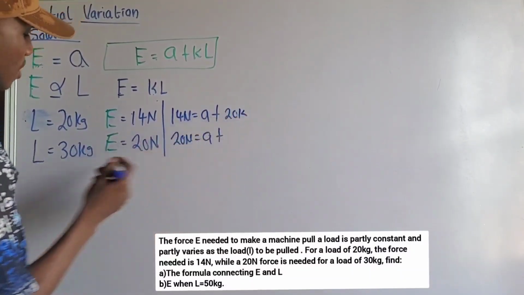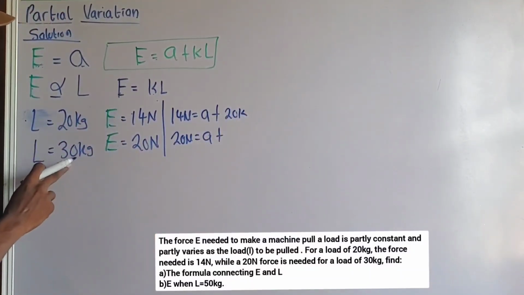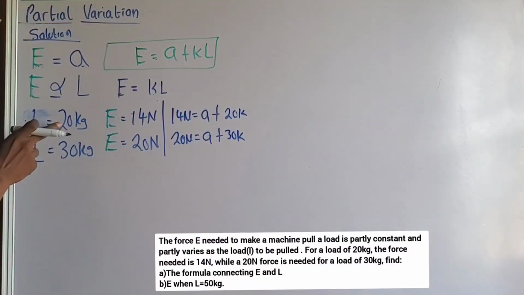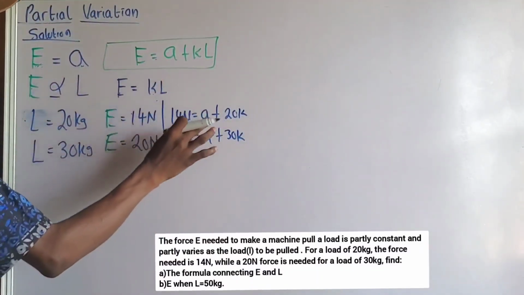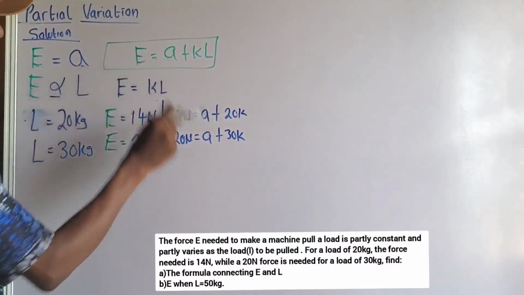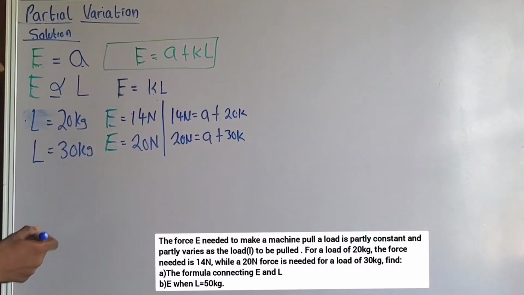Okay? Now, L is now 30. So I'm going to have 30 multiplied by k. See, what I did is that I substitute the value of L and E into this. I got this equation. Then I substitute the value of L and E into this formula. Then I got this equation. So let us combine both equations.